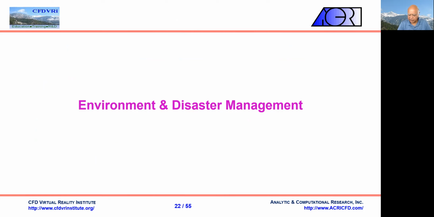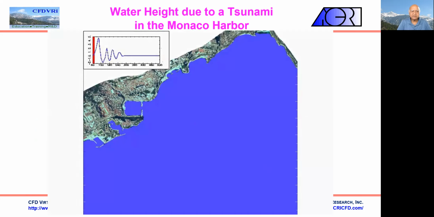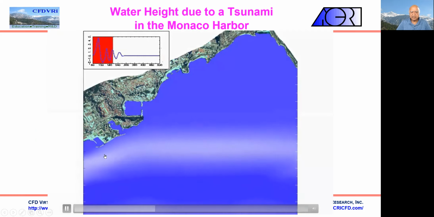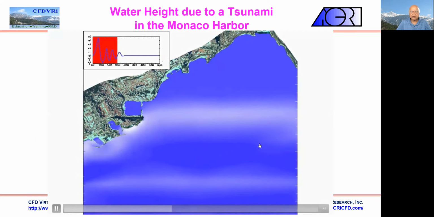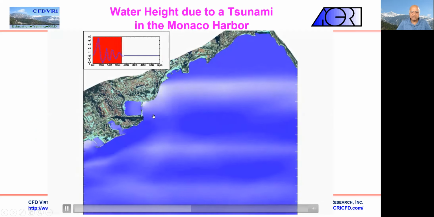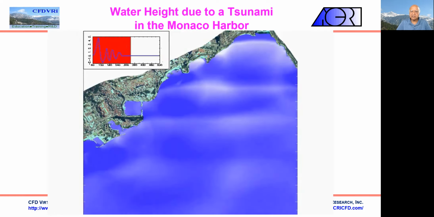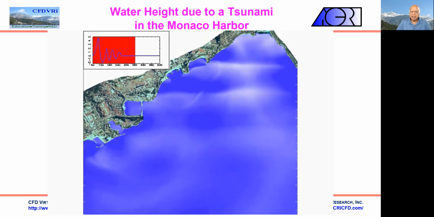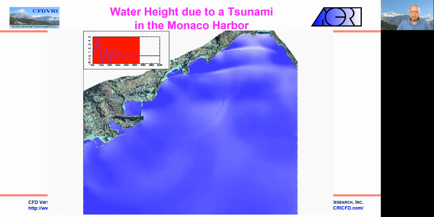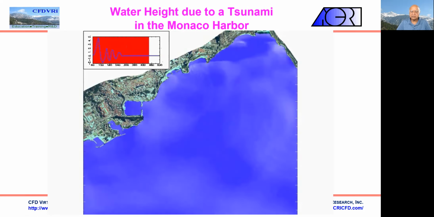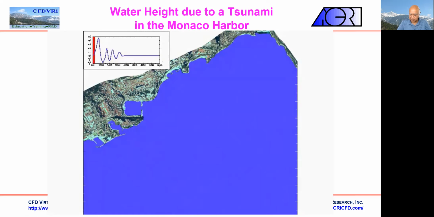So here is an example from environment and disaster management. This is a hypothetical tsunami that is going to hit the coast of Monaco. There is the Monaco harbor there in front of you, like a square part. And here is the tsunami coming. And we want to know what are the high waves and the high and low points of the waves. Where do they hit? How do they flood? How do they retreat? And we can do that, of course, with CFD. There is nothing we can do in real life. When the tsunami comes, the only thing you can do is try to deal with it and escape.